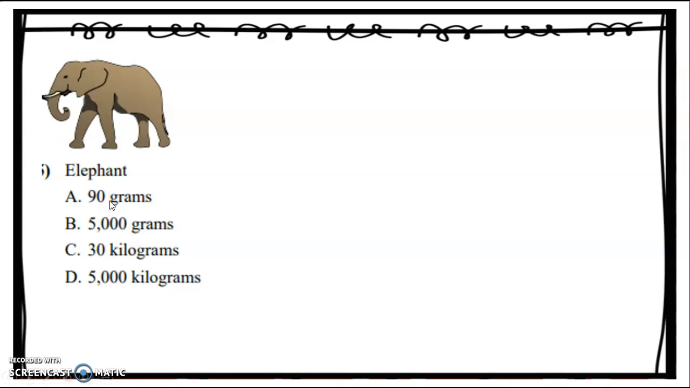Okay, now that we've gotten rid of those two, you decide. Think about these two. Which one could it possibly be? Correct answer is 5,000 kilograms.